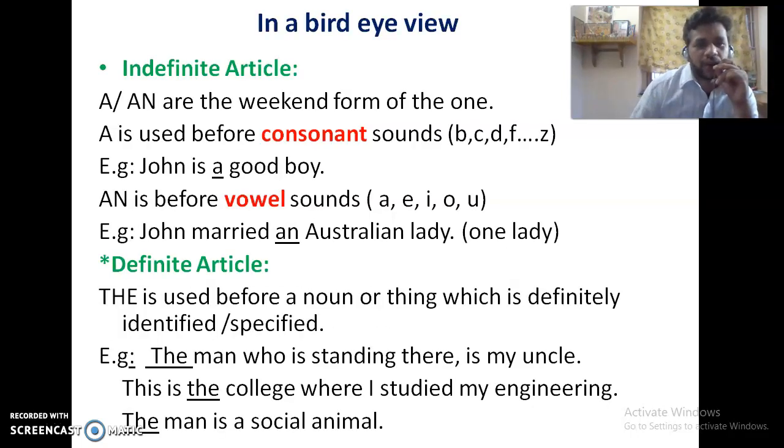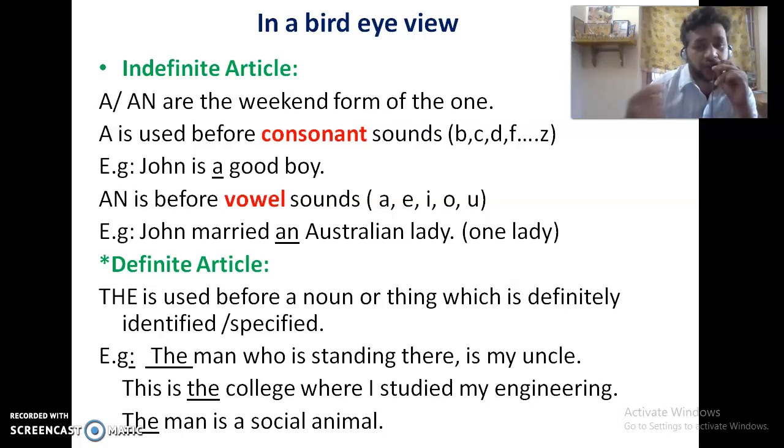As you know, a and an are the weakened forms of "one". A is used before the consonant sounds like B, C, D, F, Z. John is a good boy. And an is used before the vowel sounds like A, E, I, O, U. An is an article used before vowel sounds. A is an article used before consonant sounds like B, C, D, F up to Z. We have only 5 vowel sounds, the remaining 21 are consonant sounds.